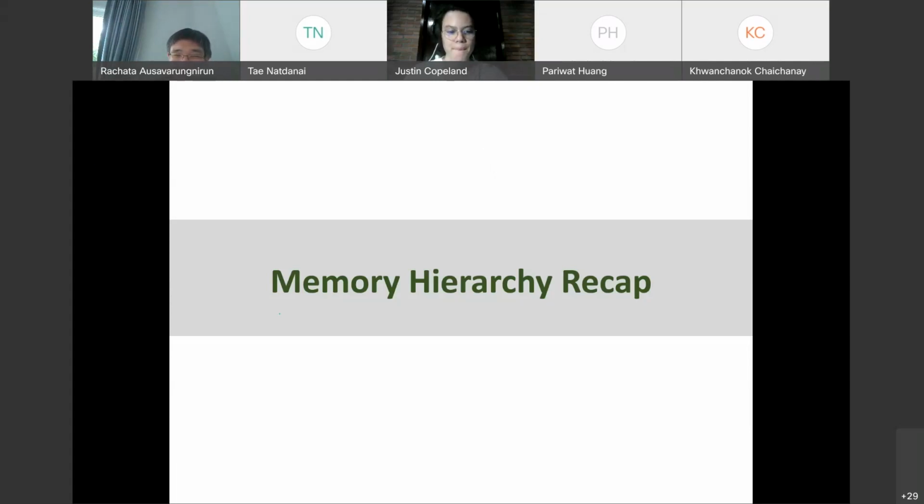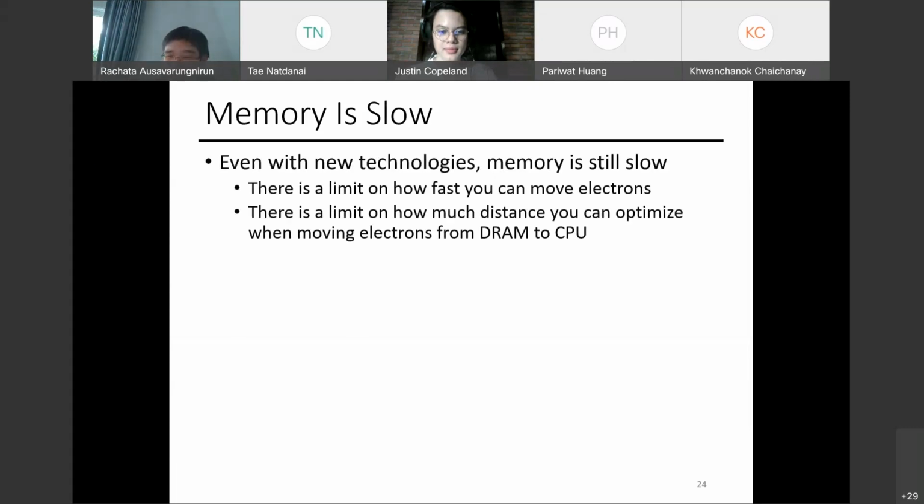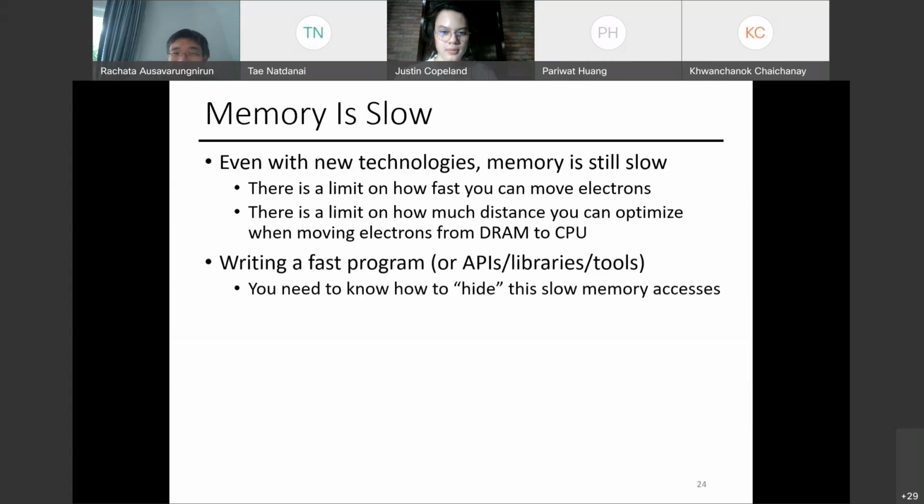I'm going to go through this relatively quickly because I think it's the second time you've seen this slide. Memory is slow. Even the new technology is still slow, right? Writing a fast program, including your project tree, is basically about hiding that slow memory access. Project tree is a matrix multiply, so you want to hide every time you need to access the data.